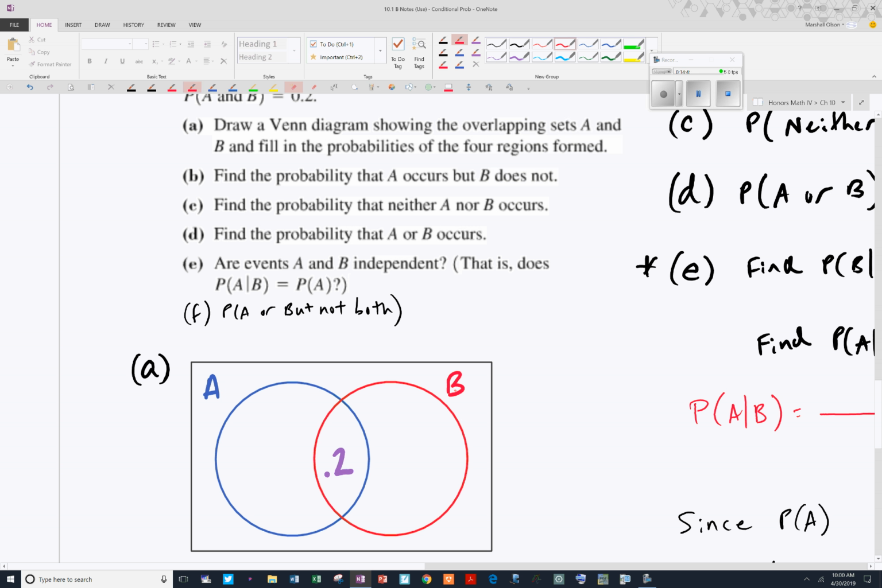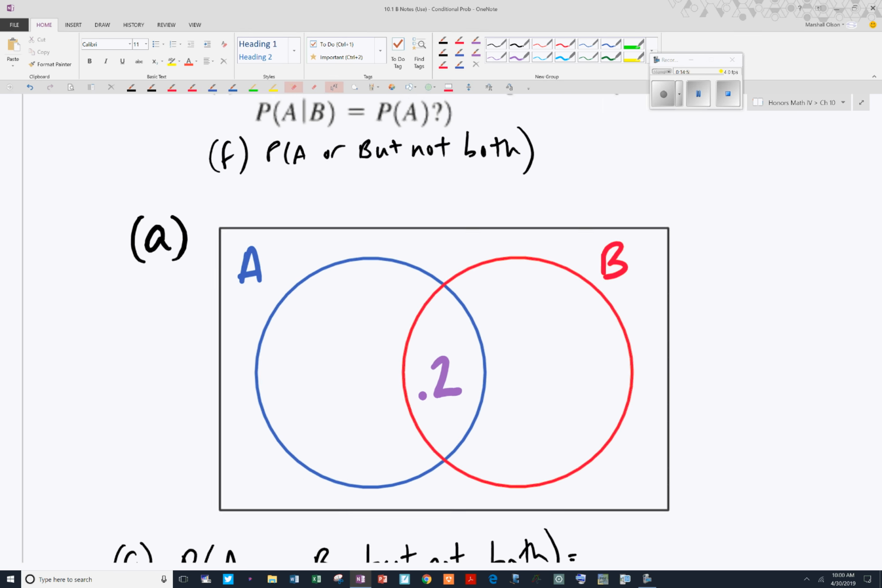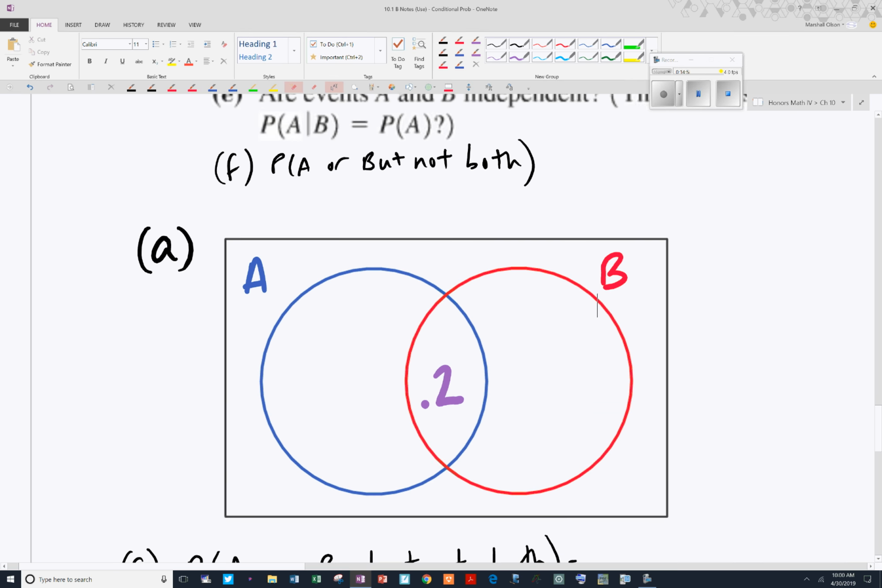In the middle, we have probability of A and B. All right, let's do that thing that we did yesterday where we just basically fill out this whole Venn diagram, and then we'll worry about what questions are being asked. So what did they say the probability of A overall was? 0.7.